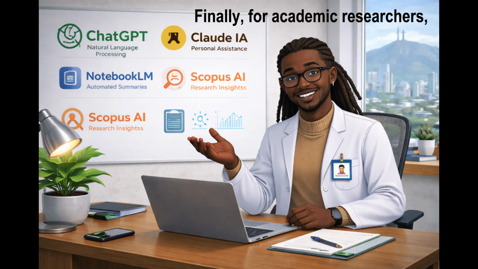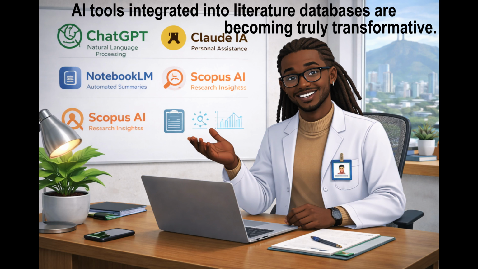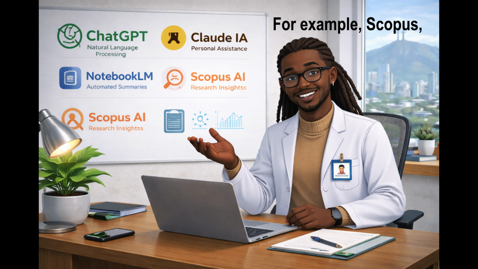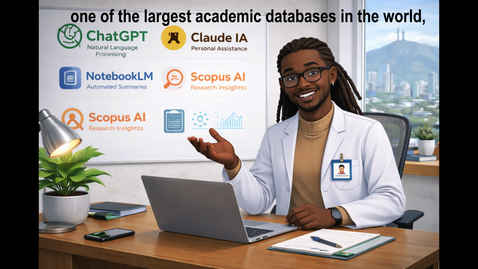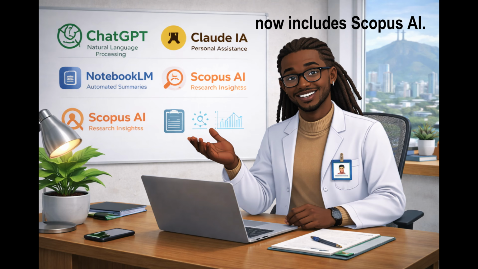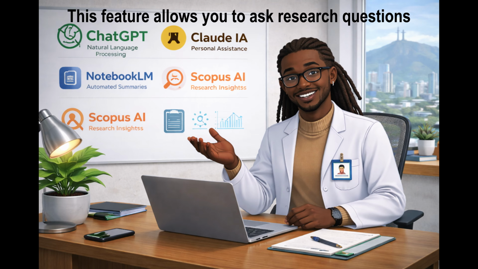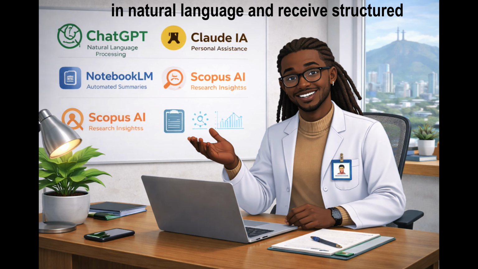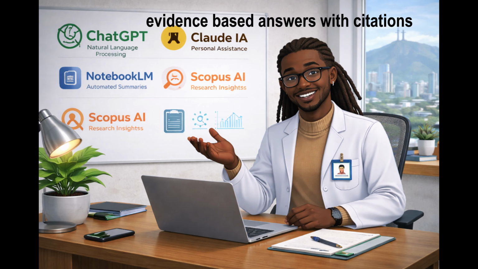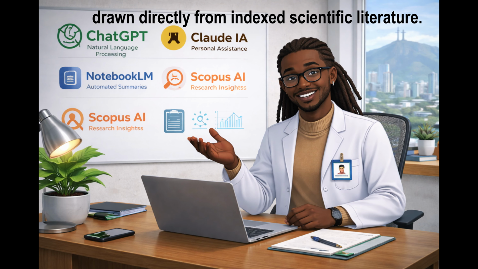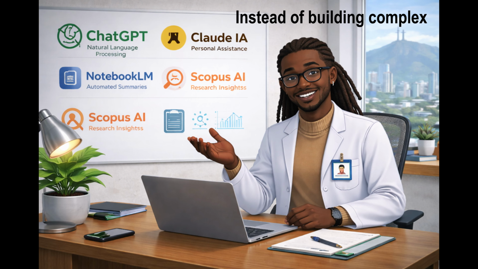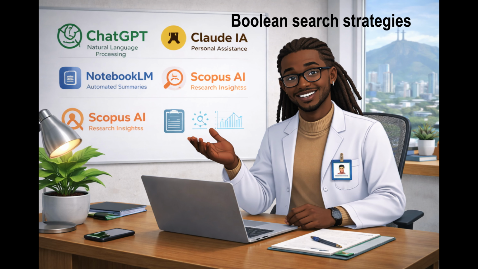Finally, for academic researchers, AI tools integrated into literature databases are becoming truly transformative. For example, Scopus, one of the largest academic databases in the world, now includes Scopus AI. This feature allows you to ask research questions in natural language and receive structured, evidence-based answers with citations drawn directly from indexed scientific literature.